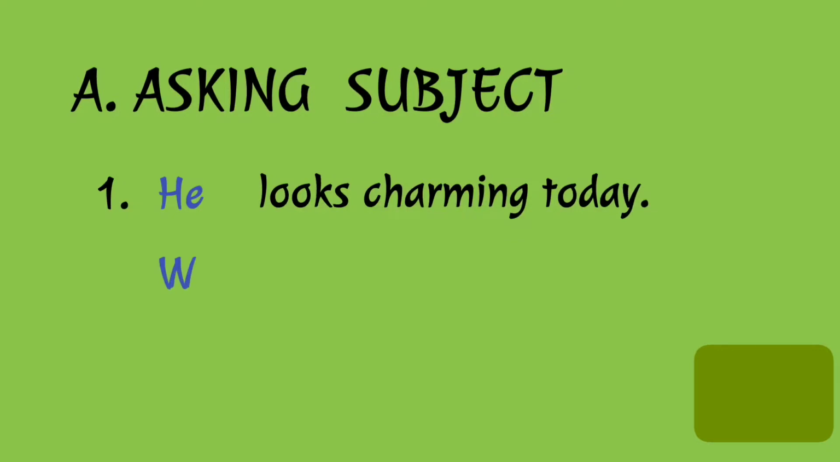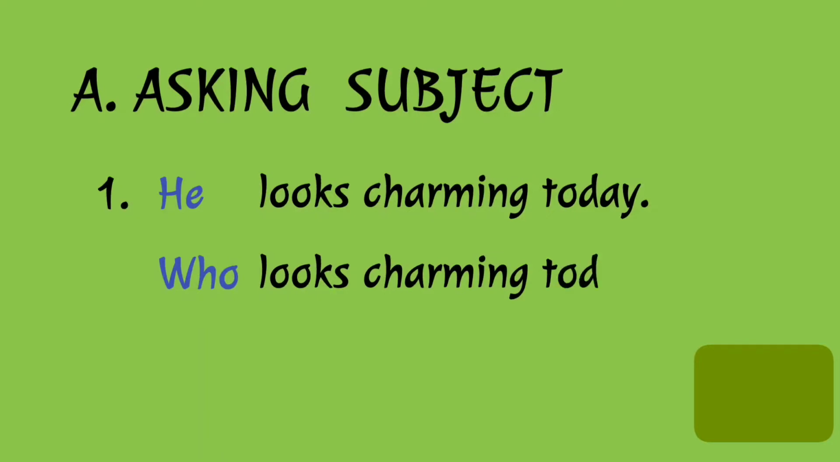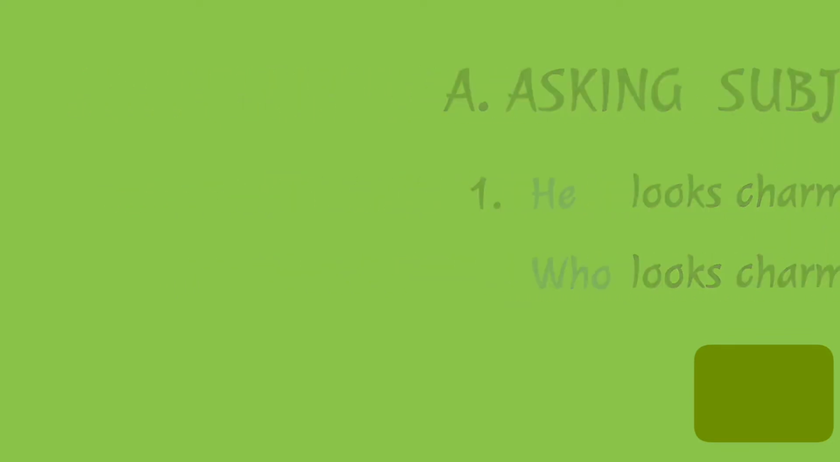That's it. For example, sentence number 1, we have he looks charming today. Now if we want to ask the subject he, we just use who because it is subject, it is person, and then for the rest is just continue with the verb. Who looks charming today? So we use who and then plus verb. Now example number 2. So it is the same. Whenever we ask the subject, we do not need any specific pattern.